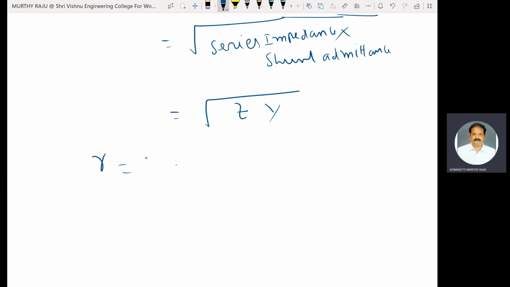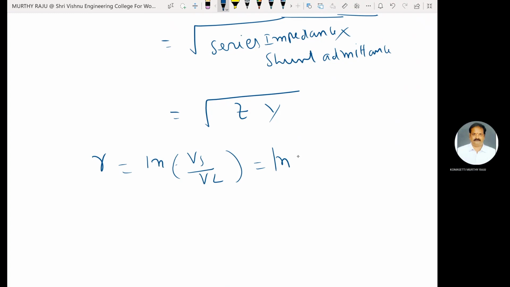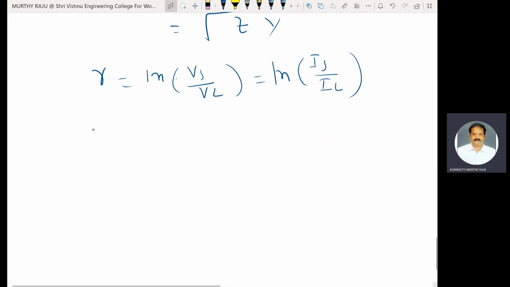Gamma is also equal to the natural logarithm of the ratio of the sending end current or voltage to the receiving end current or voltage of the line: ln of Vs by VL, or ln of Is by IL. This is another definition. Gamma is the propagation constant.